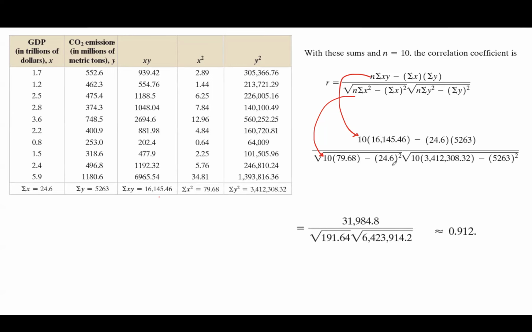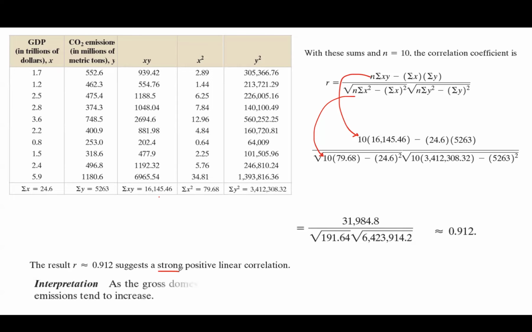What does it mean? Remember that if you get a number which is close to 1, it means that you have a strong positive correlation between these two variables. What is the interpretation? It means that as the gross domestic product increases, the carbon dioxide emissions tend to increase as well.